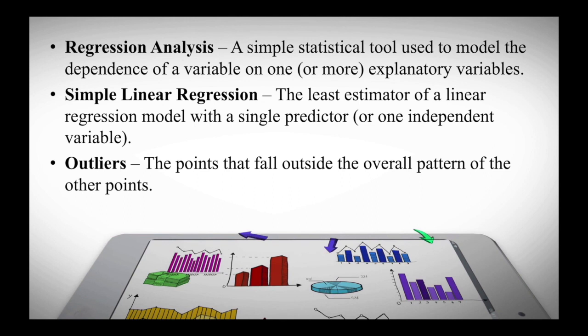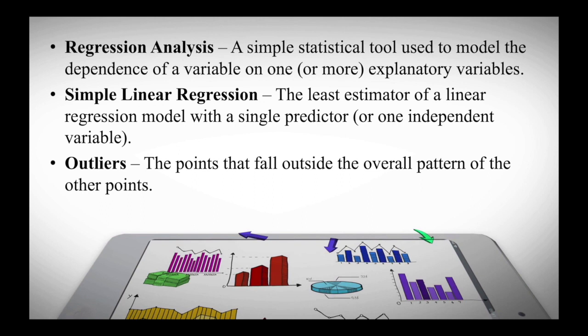When we say simple linear regression, it is the least squares estimator of a linear regression model with a single predictor. So, only a single predictor is used here. We have multiple linear regression where we have two or more predictors. That is the difference between the simple and the multiple. In simple, there is only one predictor. In multiple, there can be many x's, and then only one value of y. That is the multiple one.